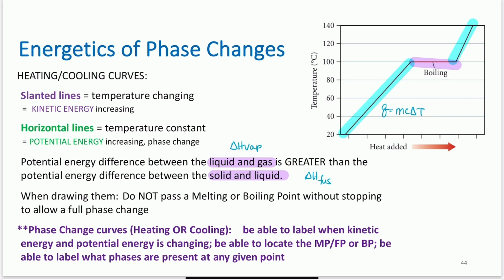Phase change curves, heating or cooling. You need to be able to label when the kinetic energy and potential energy is changing. So remember, phase changes are potential energy, temperature increases are kinetic energy. Be able to locate your melting point or freezing point, same temperature, melting and freezing occur at the same point, boiling point, and be able to label what phases are present at any given point.